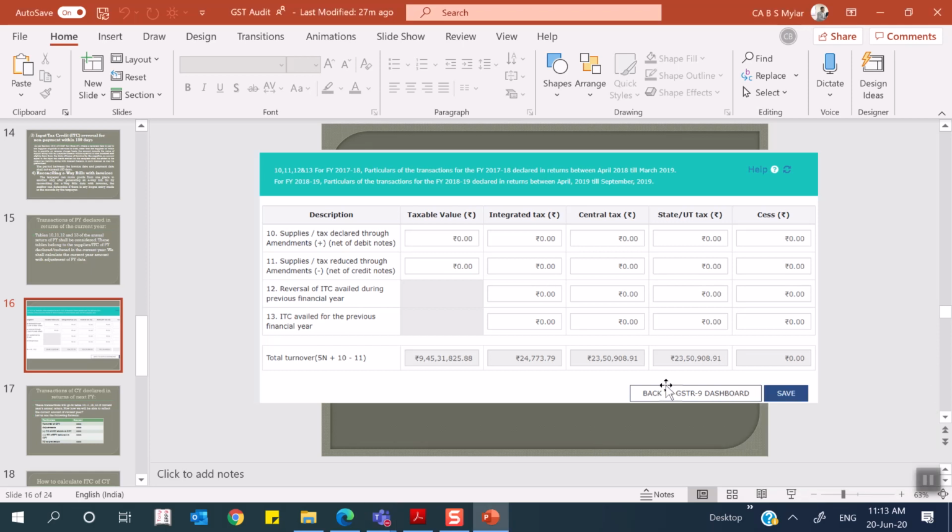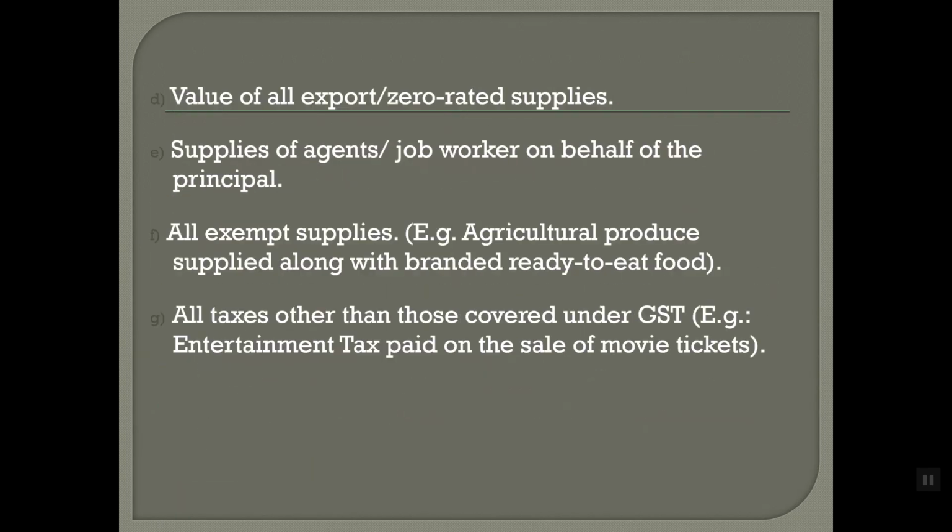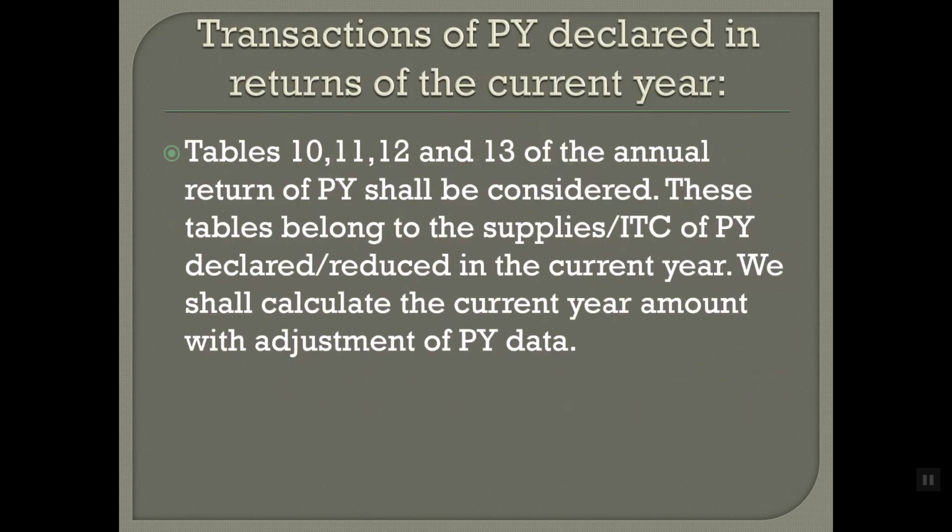All these are declared in tables 11, 12 and 13. You should ensure while doing GST audit, you should check if anything in 17-18 you have paid in 18-19 or you have claimed a reversal of ITC. You should check while filing GST, doing GST audit 2018-19. Next.